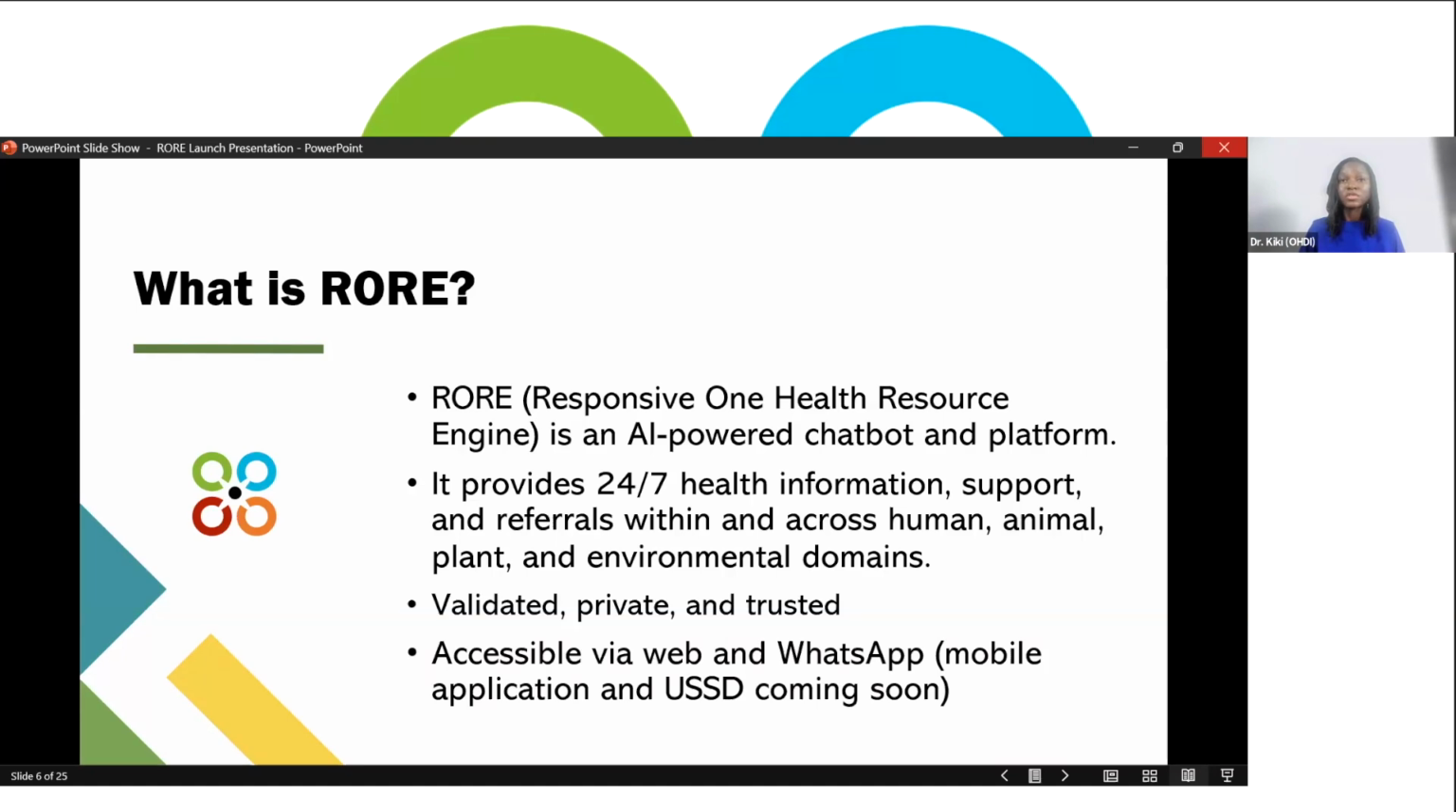WhatsApp is one of the most, if not the most popular, don't quote me here, but I think it's the most utilized internet-enabled messaging platform, maybe not globally, but particularly in many LMICs. So WhatsApp is something that we are very excited to have on Rore. And very soon we are having a mobile application, and USSD also will be coming soon, because we want to ensure that Rore is able to reach even the remotest communities that might not even have access to internet connection. And these are things that we are working on to get done soon.